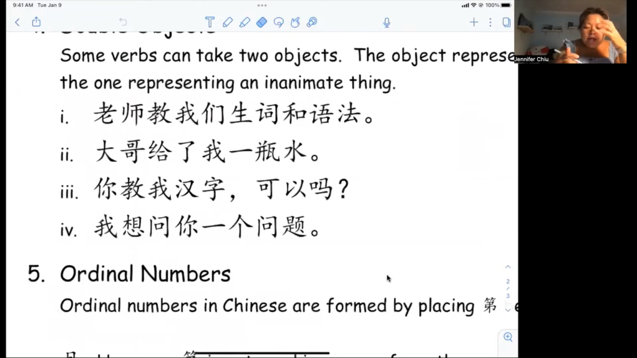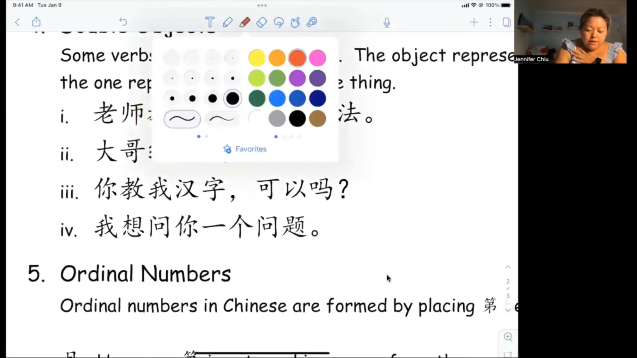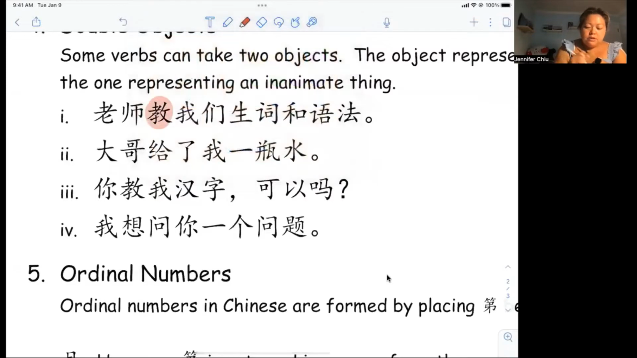So what is being used here? Let's start with the first one. As I'm saying these to you, repeat after me so you get some speaking practice, okay? So, 1. 老师教我们生词和语法. The verb is 教, okay? So, 教 is the verb. What are the two objects it's taking? Well, you are teaching 我们, and what are you teaching us? You're teaching 我们生词和语法. These are the objects being addressed by this 教, okay?